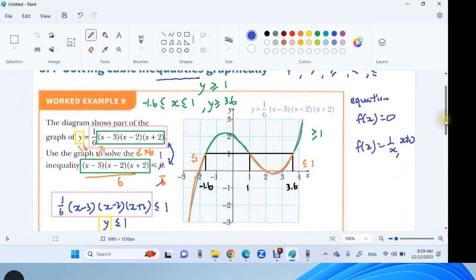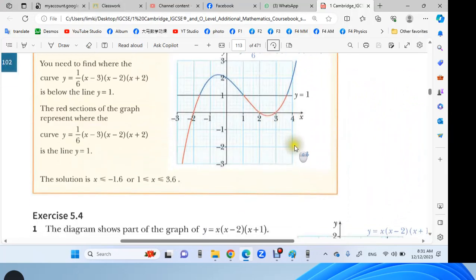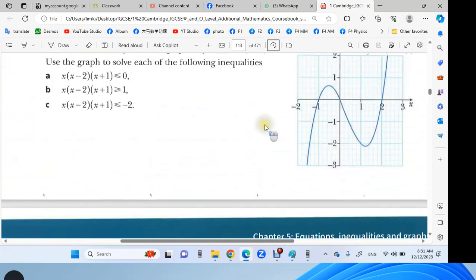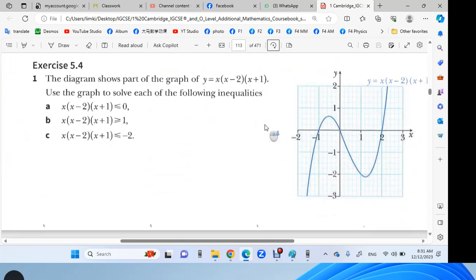This part is easy. So next will be exercise 5.4. I will discuss one or two questions here.